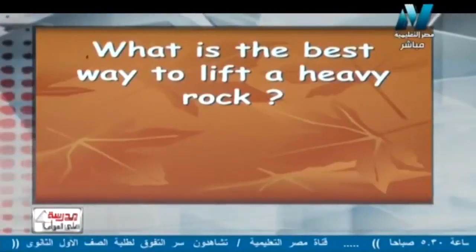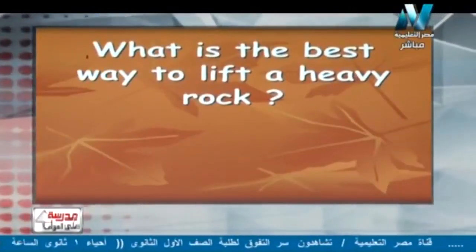So levers, what are levers and what are their importance؟ ايه اهميتها؟ What are their types? Let's study this lesson in details today inshallah, and next lesson or next episode we will study this important lesson about lever. So let's start. What is the best way? Now I will ask you a very simple question. What is the best way to lift a heavy rock?